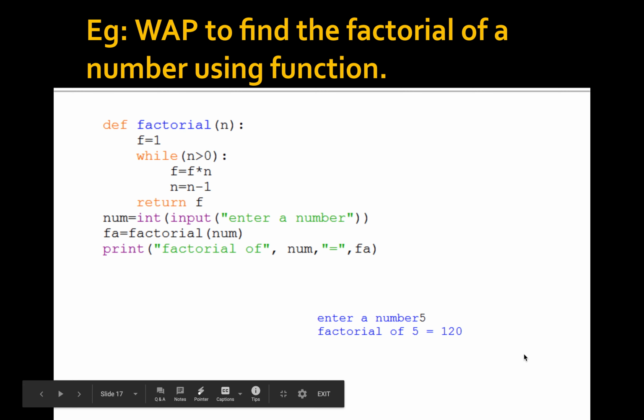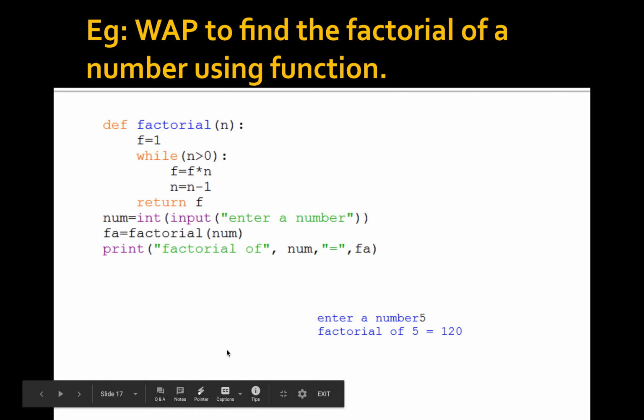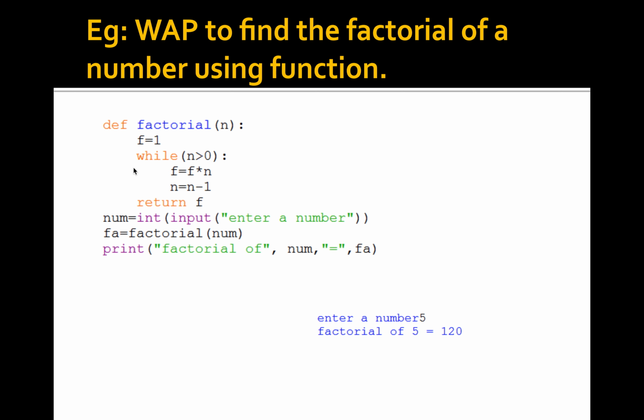So this is an example to find the factorial of a number using a function. You already studied how to write the factorial of a number. Just write the logic in a function definition, and as an argument we pass the number whose factorial we are going to find. Just pass the argument.